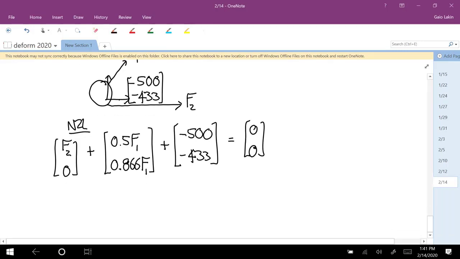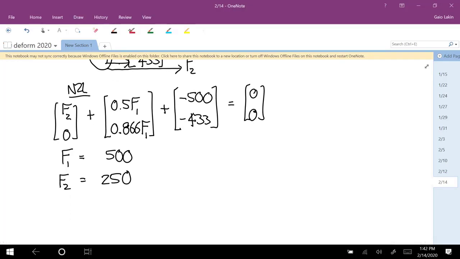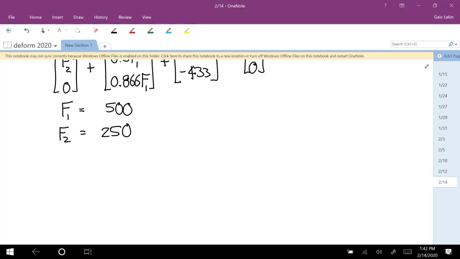And we have two equations, two variables. This tells us that F1 is equal to 433 divided by 0.866. So that must be 500. And F2 then is positive 250. So that tells us that member 1 is in tension with a magnitude of 500. Member 2 is in tension with a magnitude of 250. We still have to get the value for the third one.